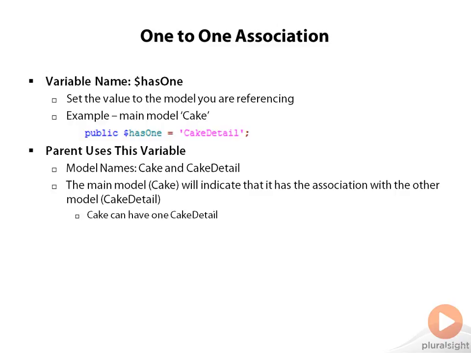For more clarification, the current model that we're in would be considered the parent model, and the parent will use this variable. So we have two models, cake and cake detail. The main model, cake, will indicate that it has the association with the other model, in this case, cake detail. In a simple sentence, we can say cake can have one cake detail.